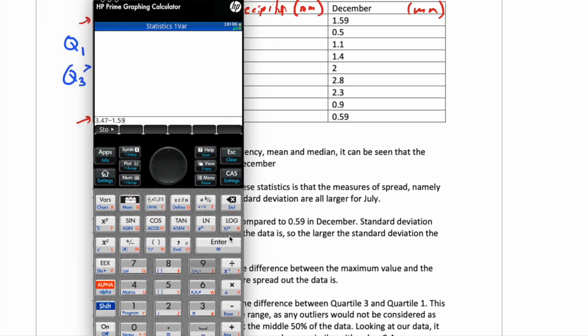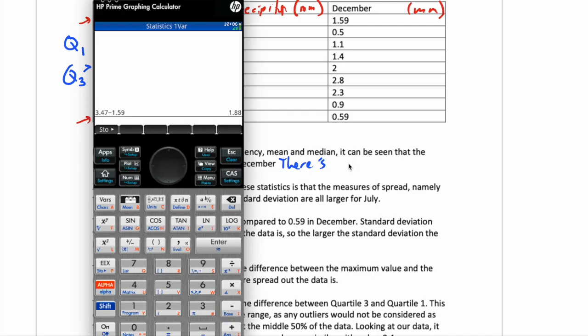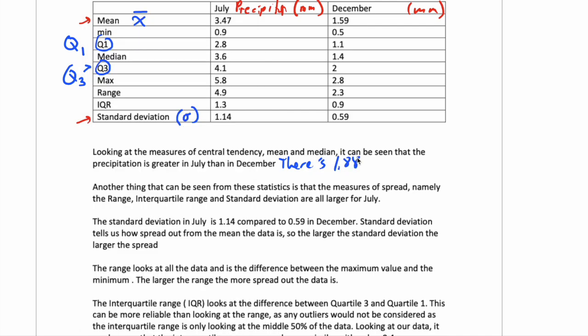That's not temperature, sorry, precipitation. So there's 1.88 millimeters of precipitation more in July than December on average, right? This is an average.